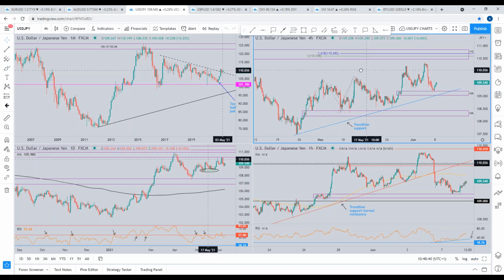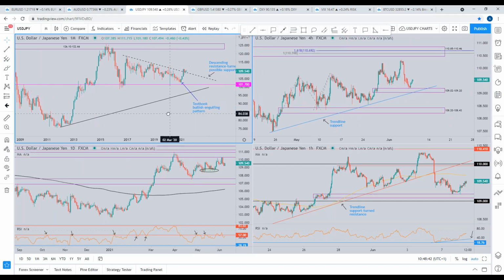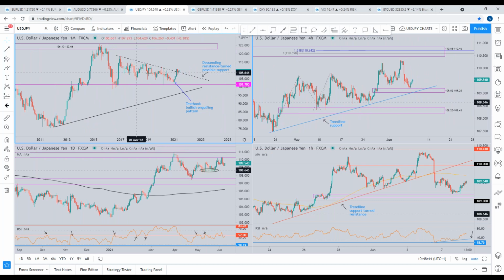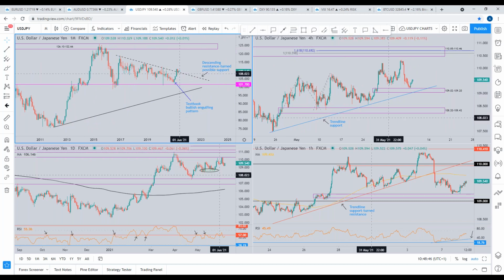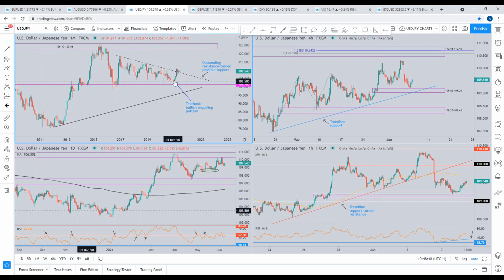So there was also an interesting one on the dollar yen. Guys, if you follow my analysis, you would have seen this from the monthly time frame on the dollar yen. We are bouncing from a descending resistance turn support. This is the monthly. This is a longer term chart, so it only needs to be looked at every once in a while once you have your levels plotted.